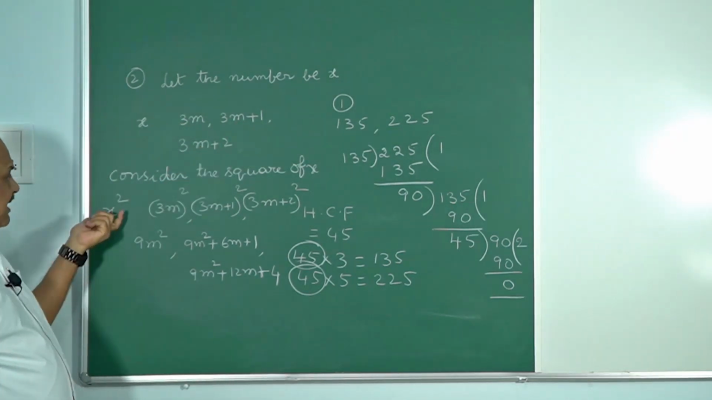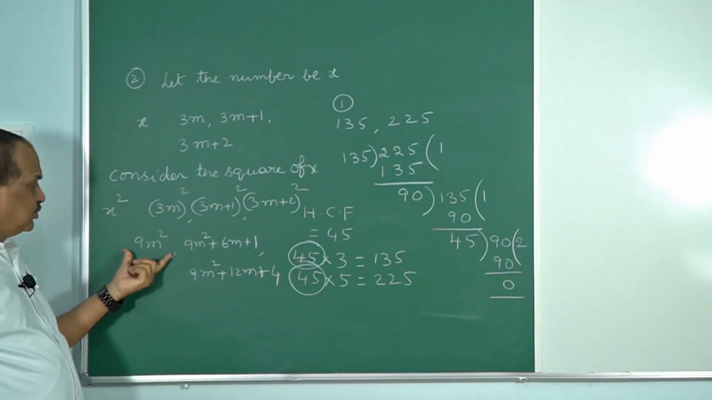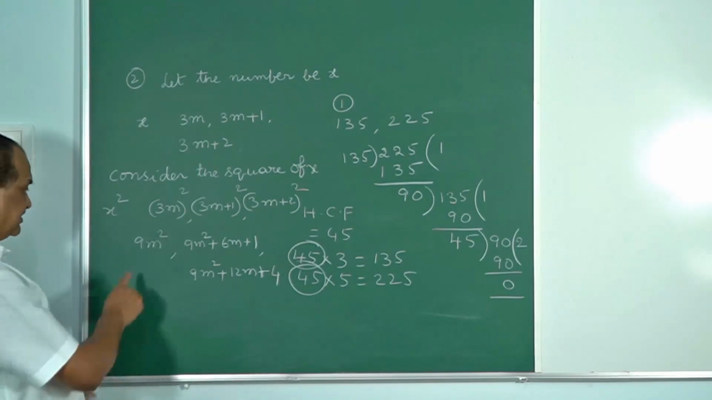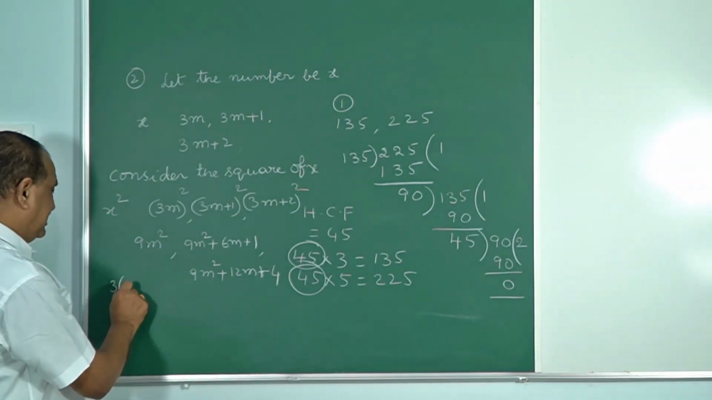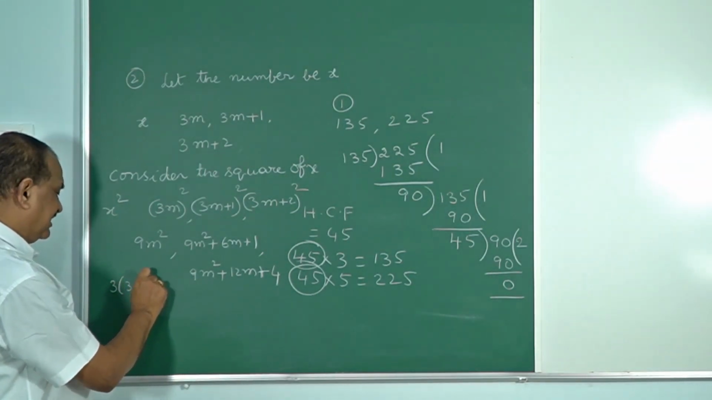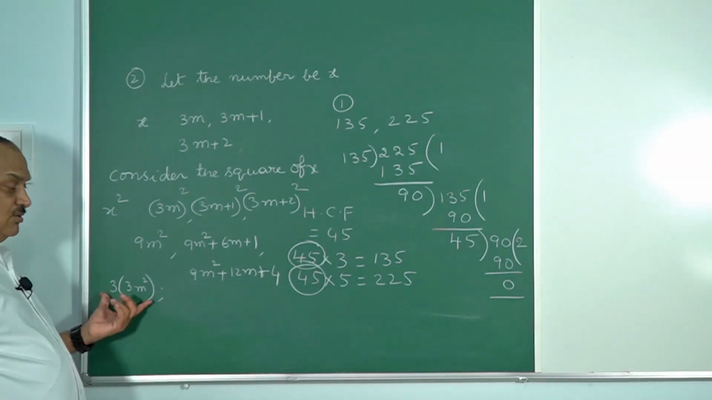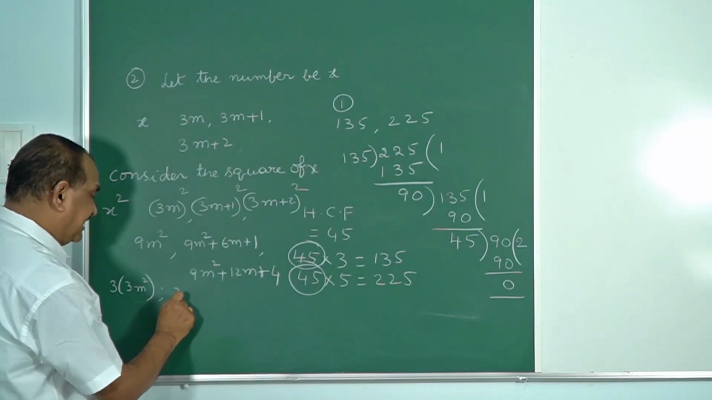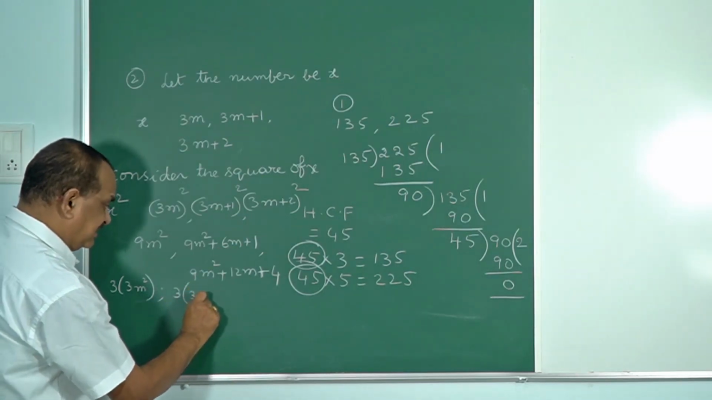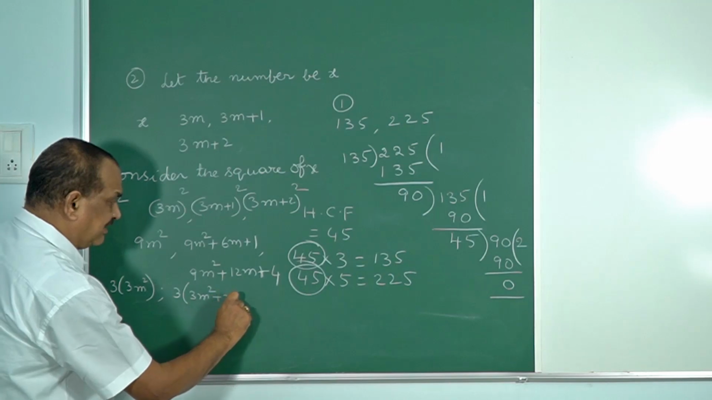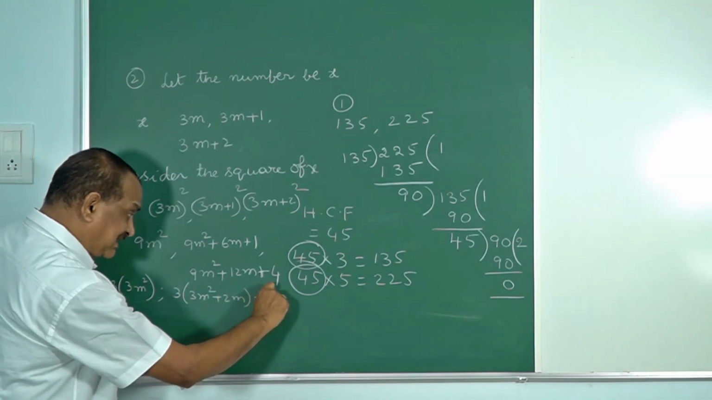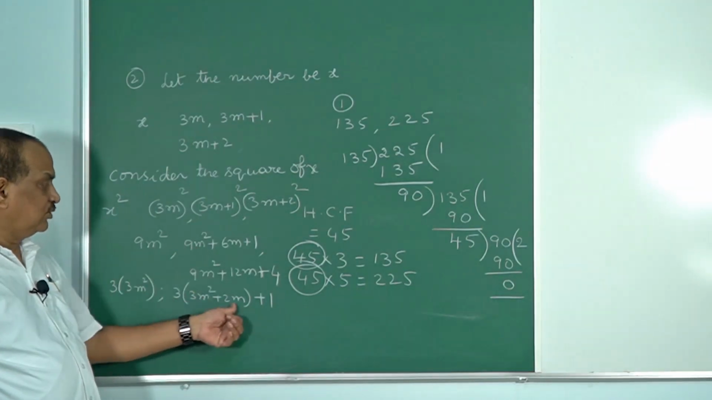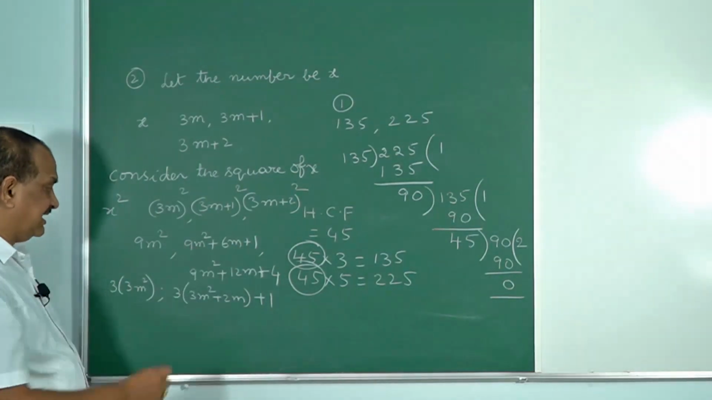So if I take an integer x which is in these 3 forms, I want to check what happens to x square. It should be in one of these 3 forms. Let me consolidate this one. It can be 3 times something, 3 times 3m square. If I take 3 as a common factor here, 3 into 3m square plus 2m, plus 1. 3 into 3m square is 9m square, 3 into 2m is 6m, and there is a 1 left here.